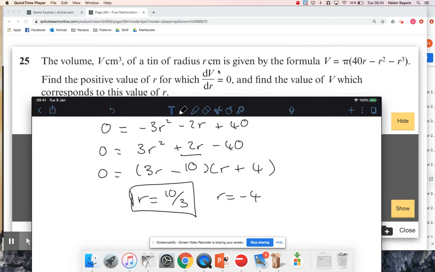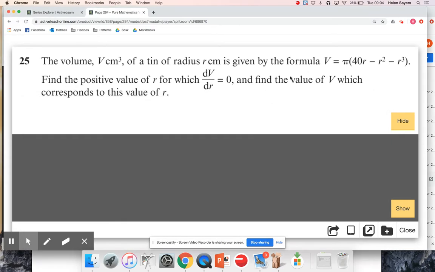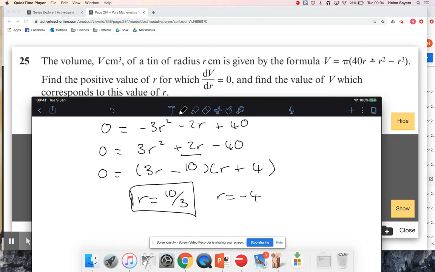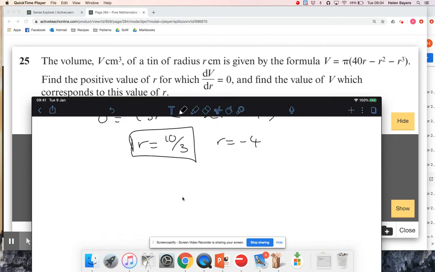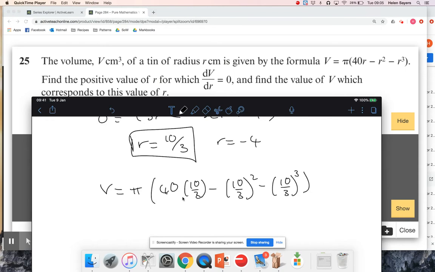And then again, with any question like this, just make sure you have finished it off. Although that was the hard bit, they wanted the value of V. So I just need to go back to this formula here and substitute 10/3 into that. That I can definitely just put into my calculator. So V is pi times 40 times r minus r squared minus r cubed. It's better to use r is 10 over 3 rather than rounding it to 3.3 or anything like that. We'll just quickly put that into my calculator so we can double check our answer.